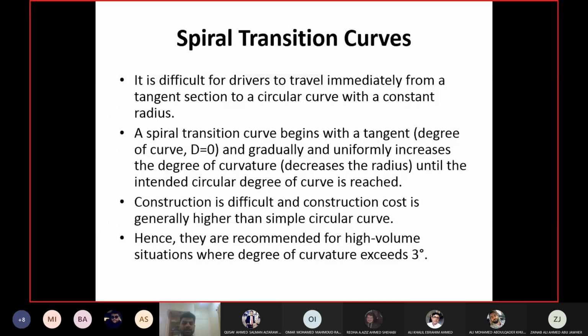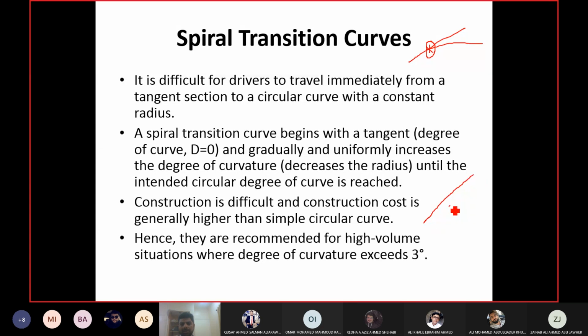The purpose is to gradually change the degree of curvature for the driver. So this is the tangent, this is the curve, and you can see the curve is directly starting at the tangent. So at this point, the driver will go from a straight line to the curve immediately, instantly.